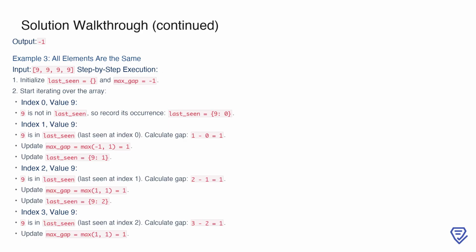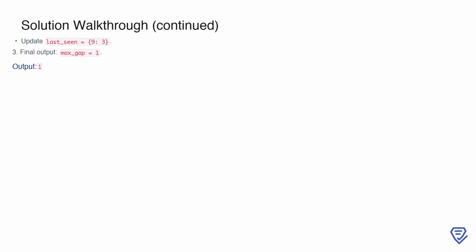At index 2, we see 9 once more, last seen at index 1. The gap is 2 - 1 = 1, which matches the current max_gap, so no update is needed. Similarly, at index 3, the gap is calculated as 3 - 2 = 1, and again, max_gap remains unchanged. After processing all elements, we update last_seen to store the most recent index of 9, which is now 3. The final max_gap remains 1, as that was the largest gap found between consecutive occurrences of 9. Therefore, the output for this example is 1.